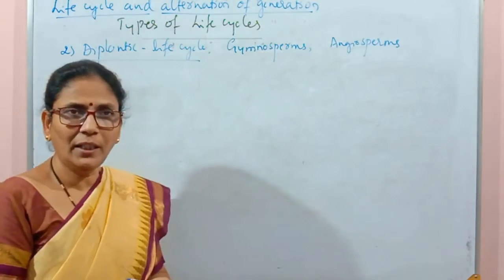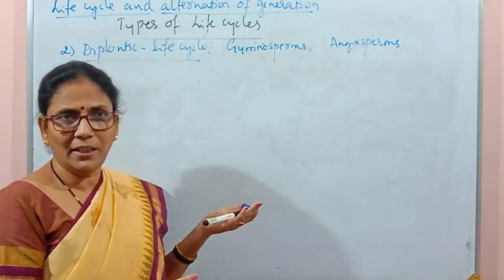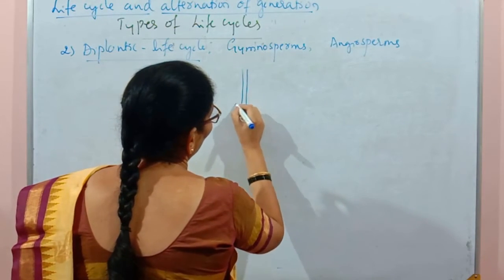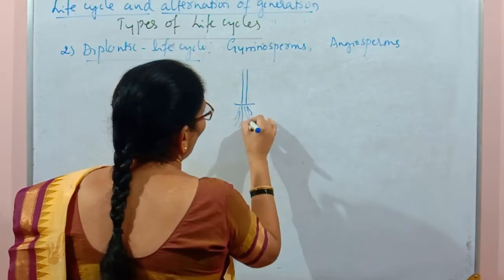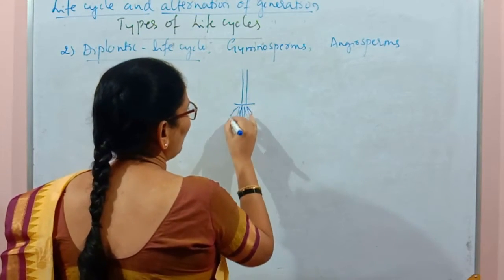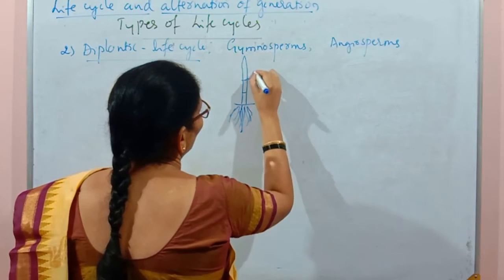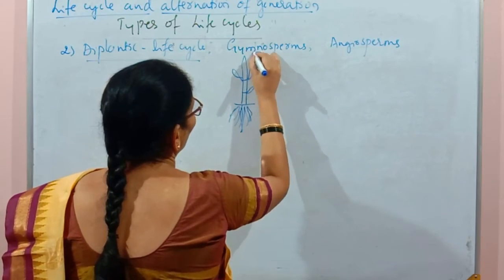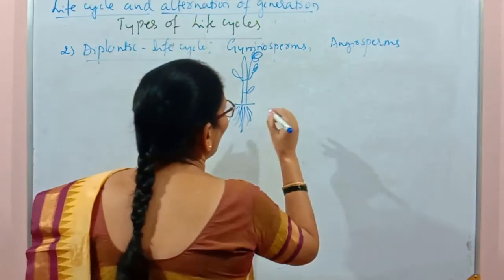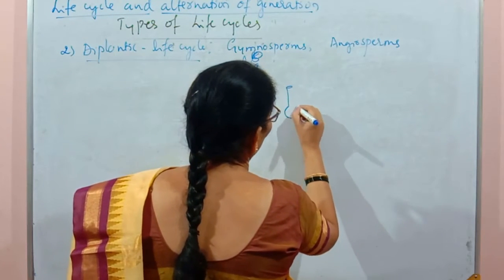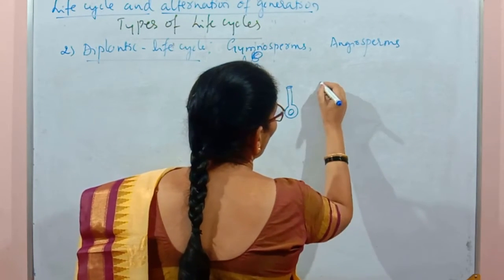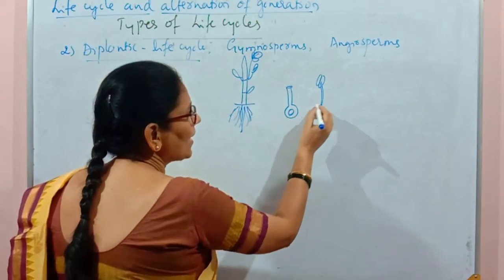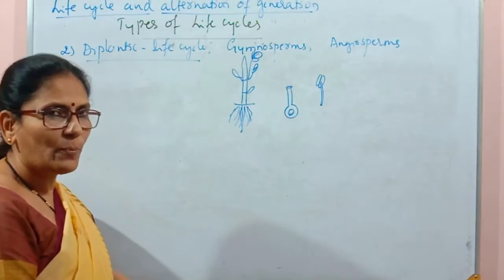So let us draw the diagram. We may explain it in detail also. For example, I am going to draw the sporophyte here. Sporophyte means the plant which we see is the sporophytic form. These are the leaves and we may see the flowers. Within this flower, we see the gynoecium and androecium. These are the sex organs present in the sporophyte.